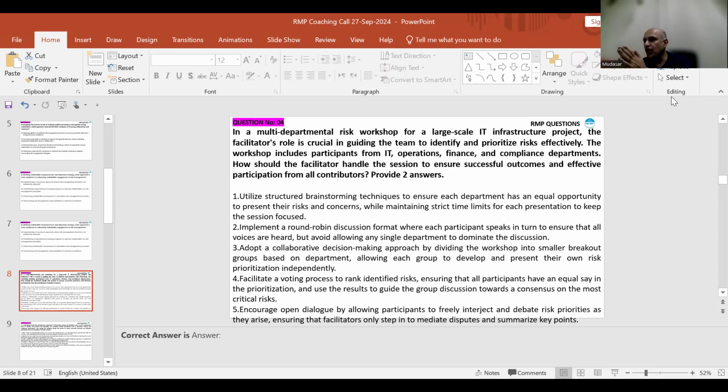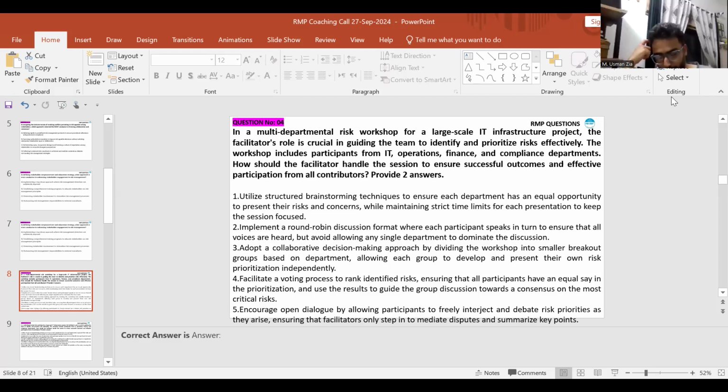Actually, all of these are very good options. But yes, the best two we have to choose. What about option number 2? Option number 2 is also very good, round robin discussion format. As a matter of fact, it is better than 3 now. If I read it again, option number 2 is better than 3. So 2 and 4, right? Yes, 2 and 4. Okay. Usman, do you have any input on these two?